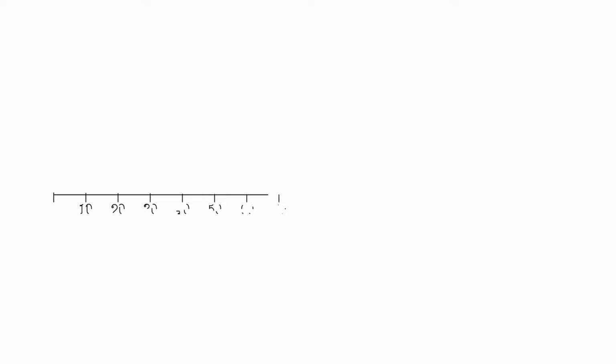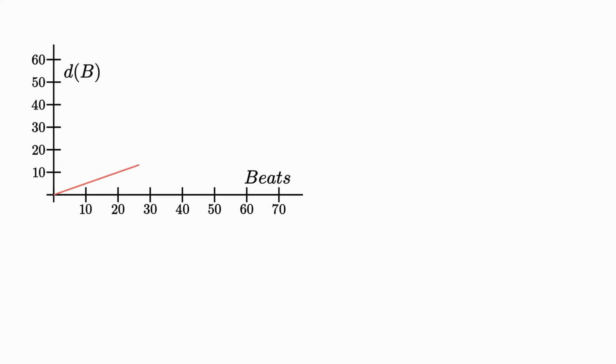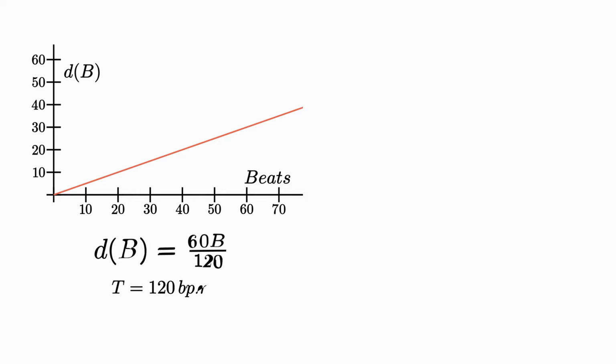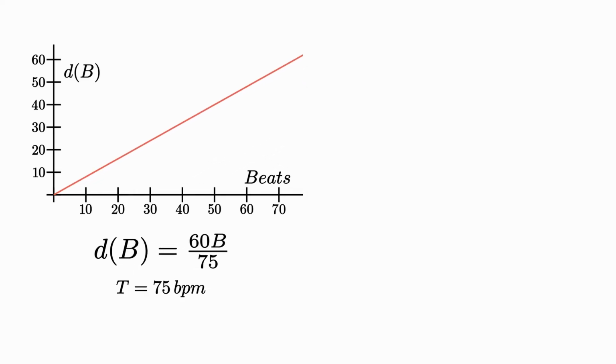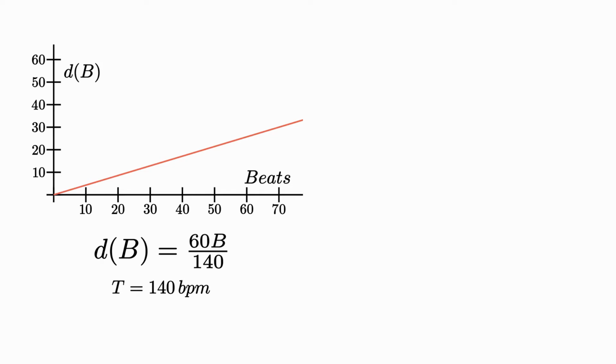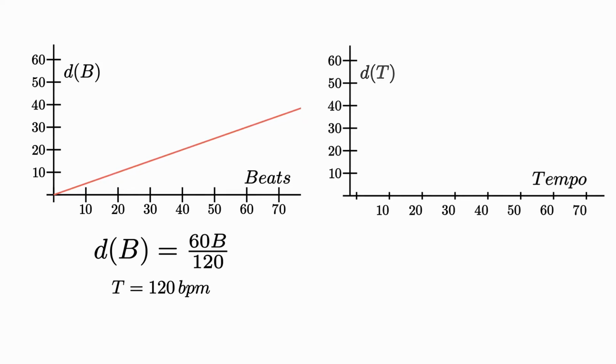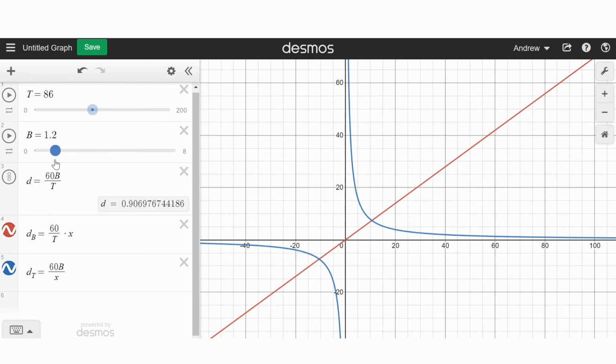That's so cool. To clarify, we plotted two functions. One was duration as a function of beats to give us a linear graph like y equals mx, where the slope changes based on the tempo. Another function was duration as a function of tempo, and the shape of this inverse function is changed by the number of beats. So let's just play around.